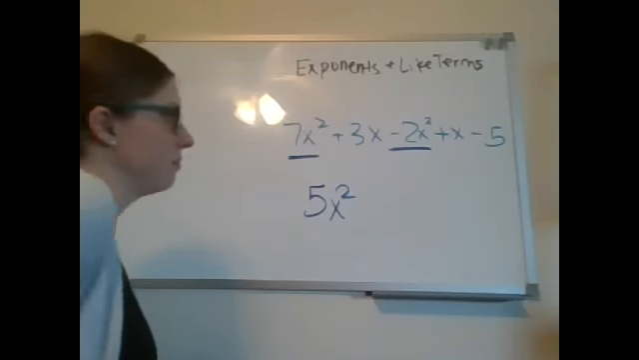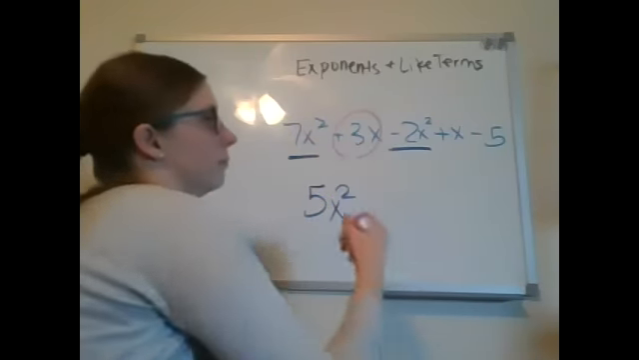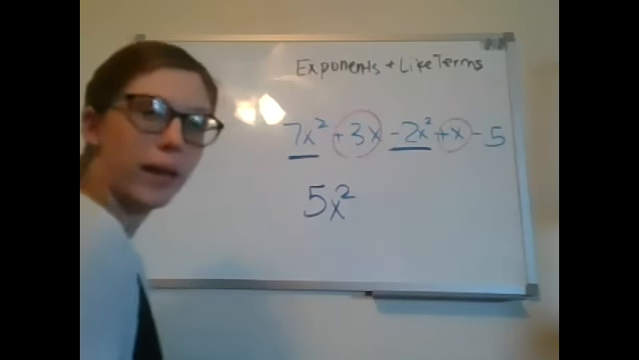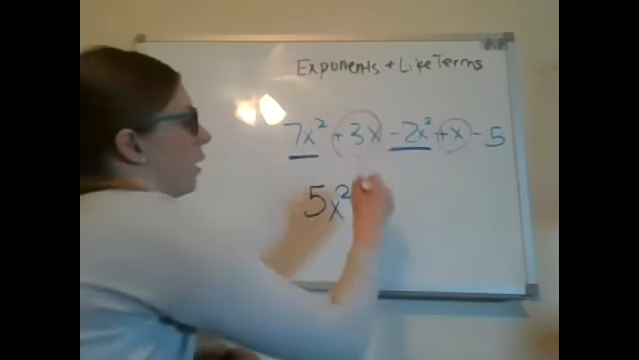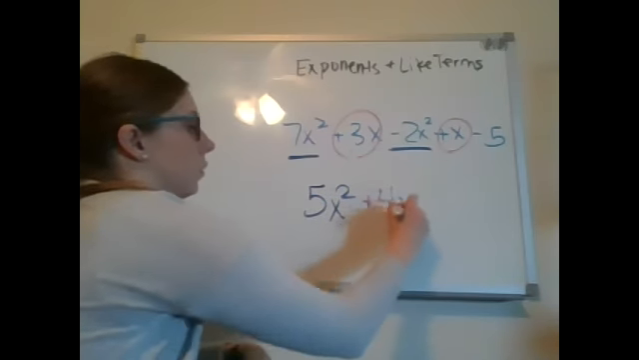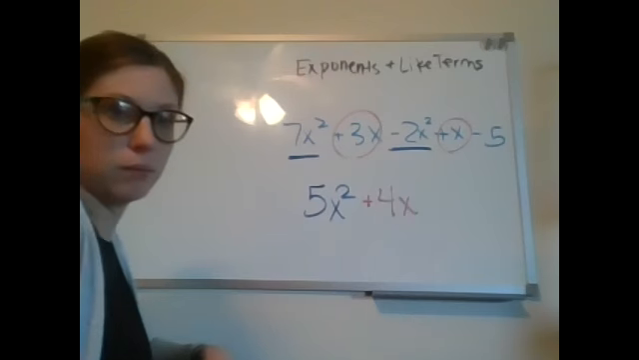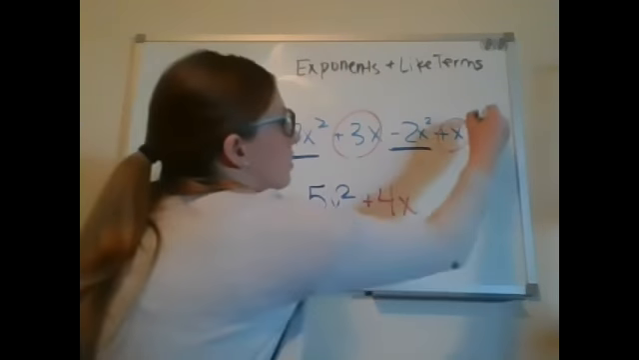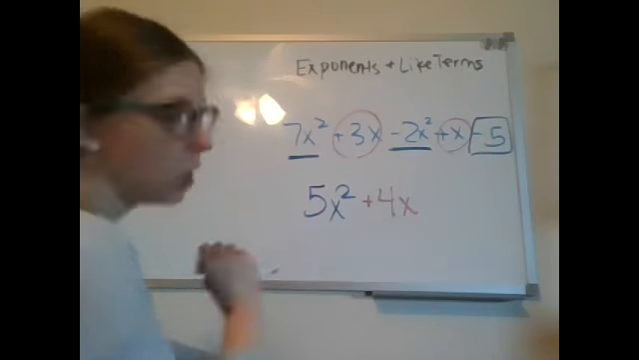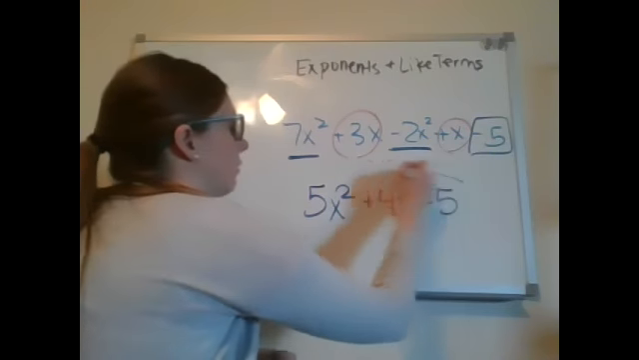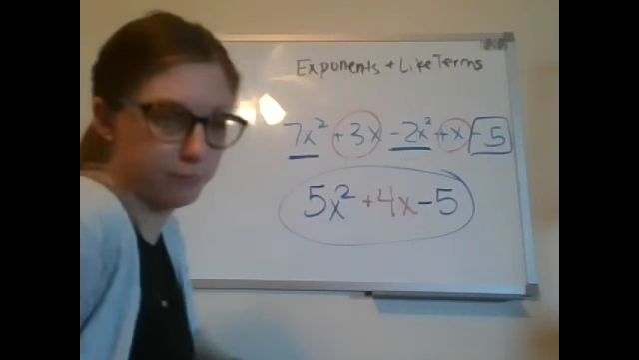Next we have in line is 3x. So we have a 3x and we have a plus 1x. Remember, if there's not a number in front of it, it's 1. So 3x plus 1x is 4x. And then don't forget, we don't leave our buddies behind. So this negative 5 down here, even though it doesn't have anything to combine with, he tags along with the final answer. And our final answer would be 5x squared plus 4x minus 5.